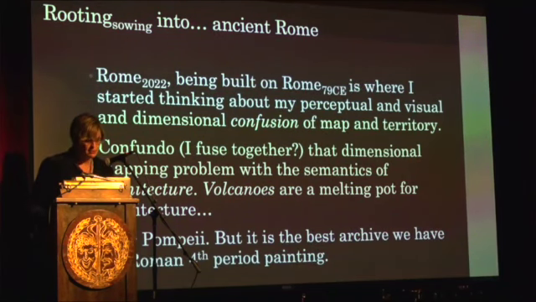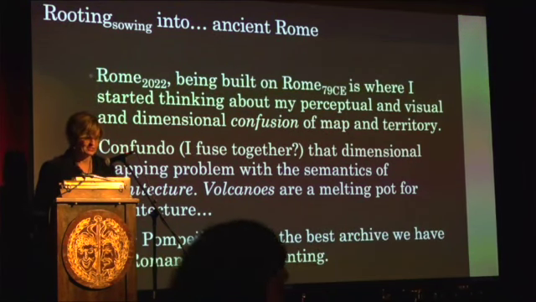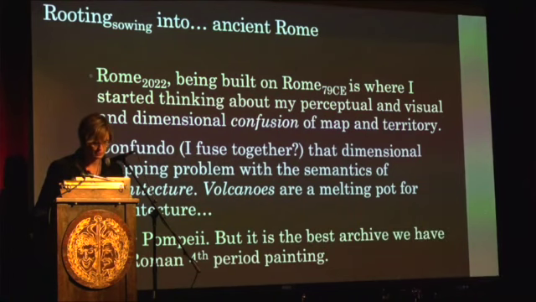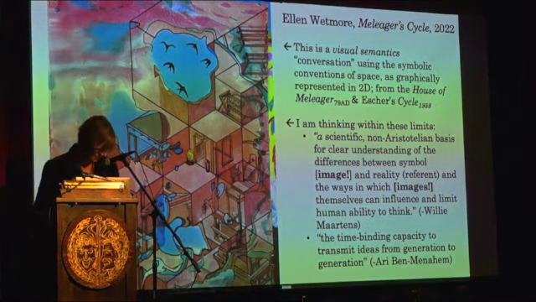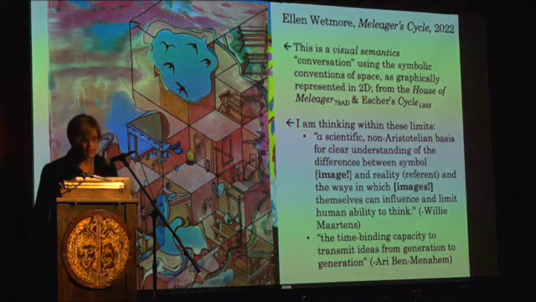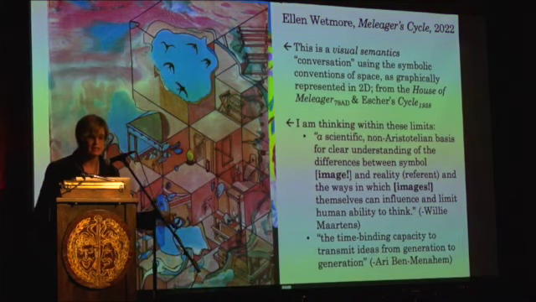So if you think about volcanoes, those things like to fuse architecture together, poor Pompeii, but it is a really good archive for fourth period Roman painting. Fourth period Roman painting is what they were doing in the first century. Okay, so this is a visual semantics conversation. I'm using symbolic conventions of space, and they're graphically represented in 2D. And the two conventions that I'm using are Pompeii, House of Meliagara, and Escher's cycle. I think everybody loves Escher, right?